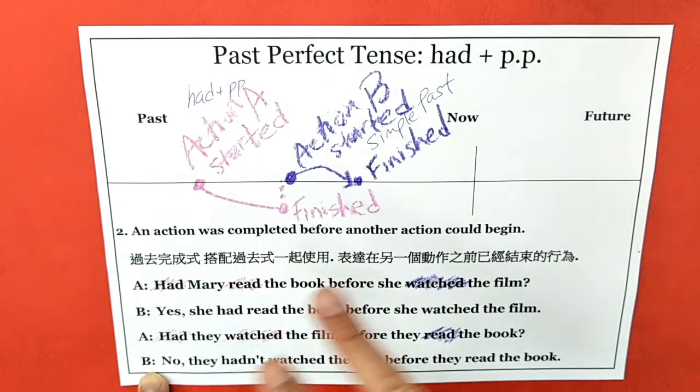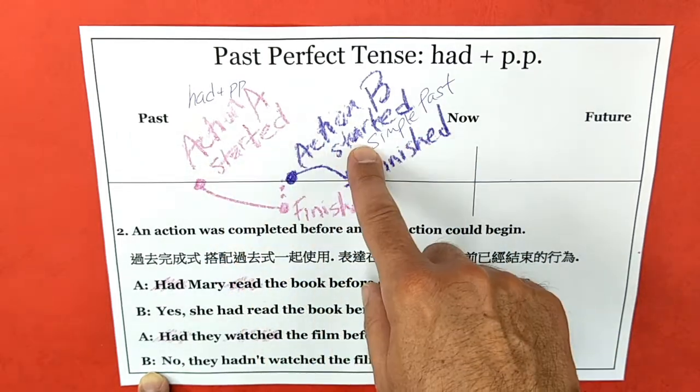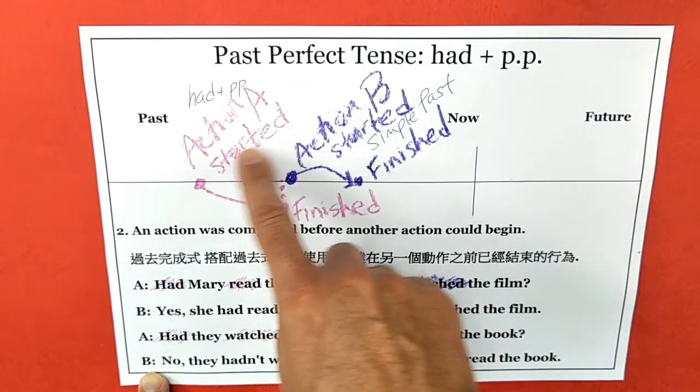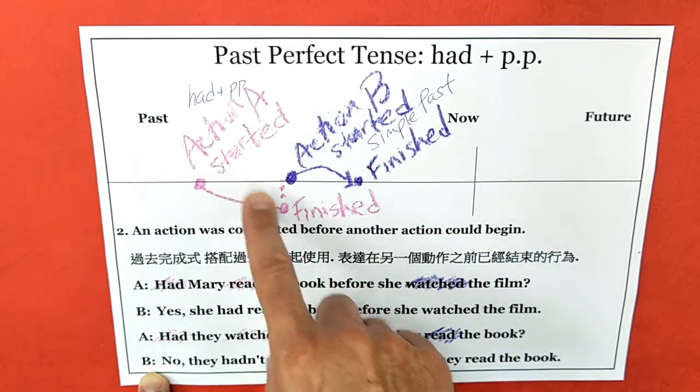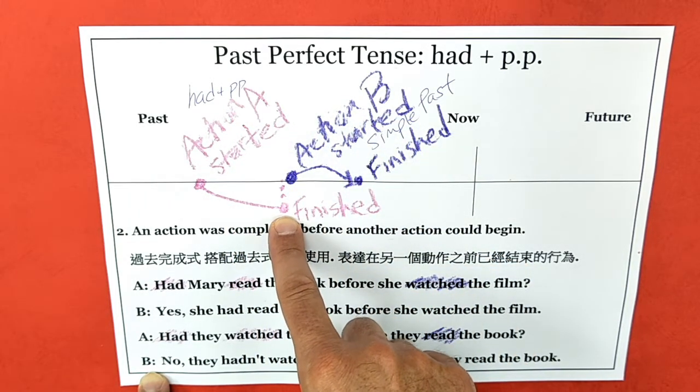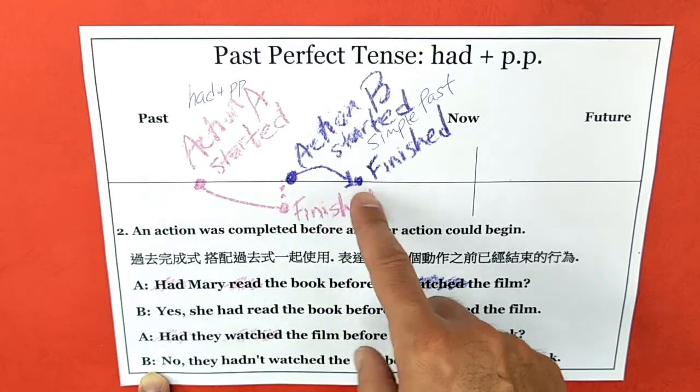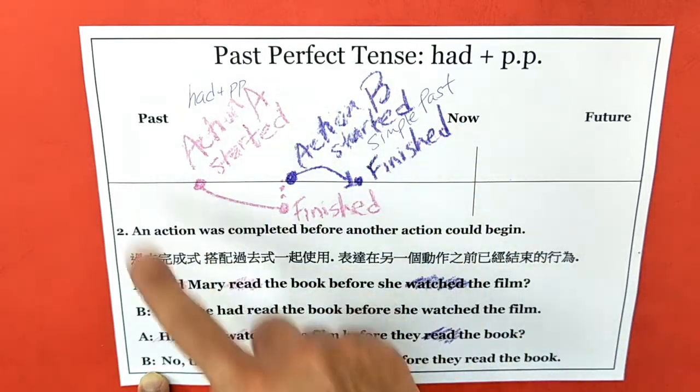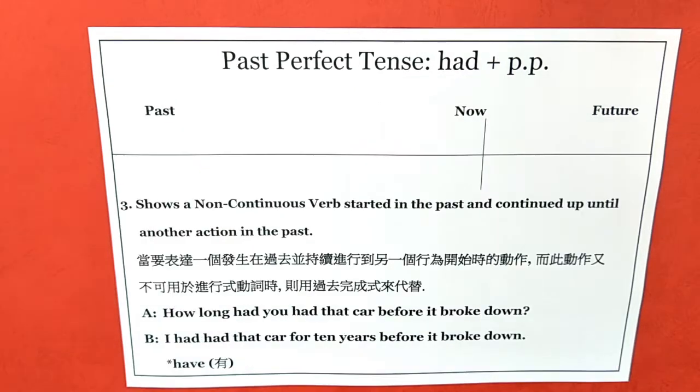Again, two things are happening. Two actions. Action A, action B. Action A started, it finished. As soon as action A finished, action B started, and action B then finished. All of this in the past. Okay, past perfect tense, had plus PP. Number 3. Shows a non-continuous verb started in the past and continued up until another action in the past.